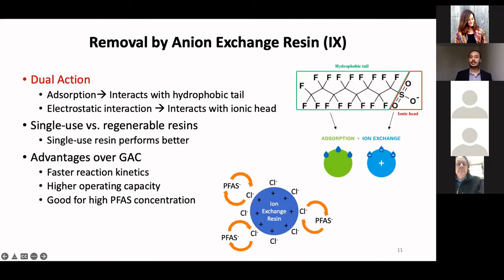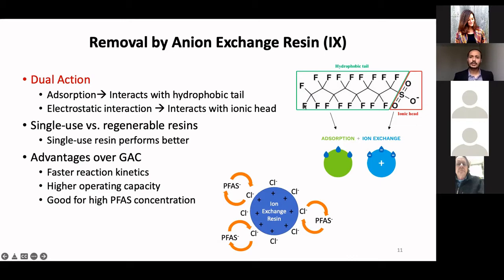The other most commonly used treatment approach for PFAS is anion exchange resin treatment. Anion exchange resin works in two ways. It can have the same hydrophobic interaction as described for granular activated carbon filtration, but in addition to that, electrostatic interaction also is important for PFAS removal when using ion exchange resin.